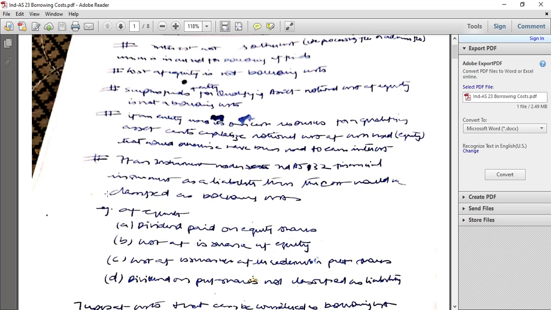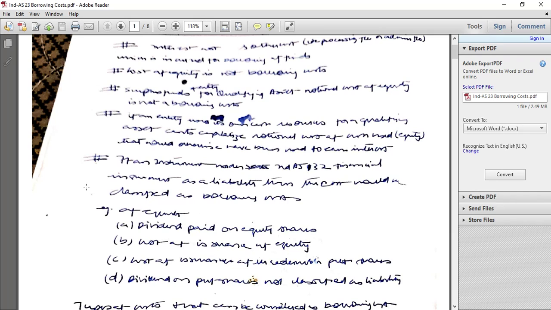If an entity uses its own cash resources for qualifying assets, then the notional cost of the cash cannot be used to capitalize the costs that have been otherwise used to earn interest. If an instrument under Section 32 of Financial Instruments is classified as a liability, then the cost would be classified as borrowing costs. Cost of equity: dividend paid on equity shares, cost of issuance of equity shares, cost of issuance of redeemable preference shares, dividend on preference shares not classified as liability.